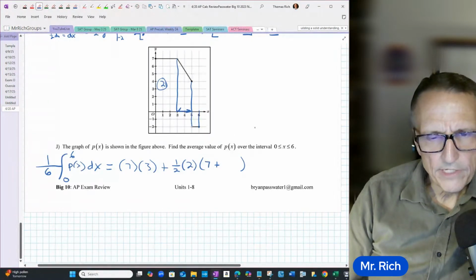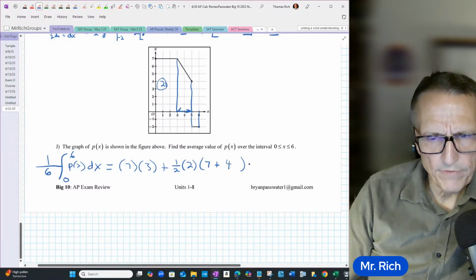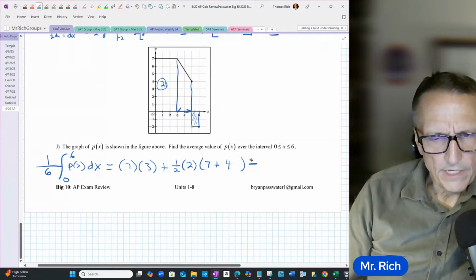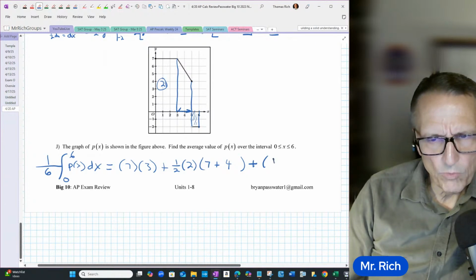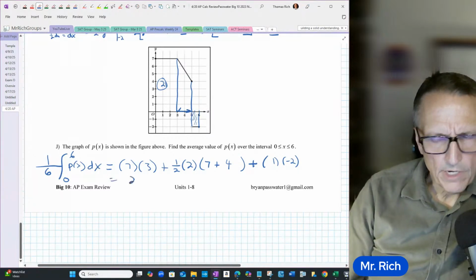And the other base is a 4. All right, but now what we have to do is subtract out this area, because that area is going to be below the, now I'm just going to do an addition, but what I'm going to do is say that the width is 1 and the height is a -2, like that. So this ends up being 21 plus 11.